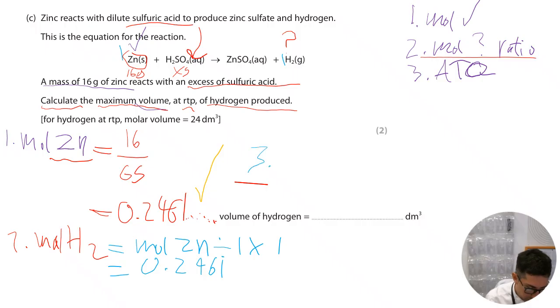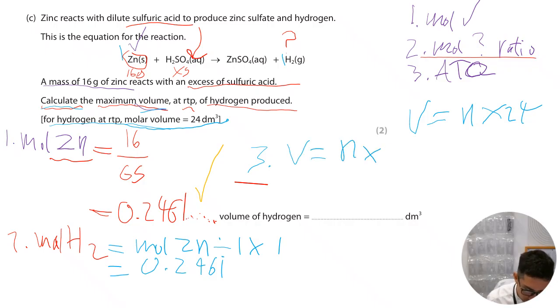Okay, and then finally answer the question. So step 3. What was the question? It says calculate volume. So we need an equation with volume in it, and for a gas, hopefully you remember that volume is equal to moles times 24. And there's a little reminder there. It does say that the molar volume is 24. So basically, when it says molar volume, that says that 1 mole equals 24 dm cubed. But we don't have 1 mole. So let's write that down. V is equal to n times 24. This is one of the equations you just need to memorize.